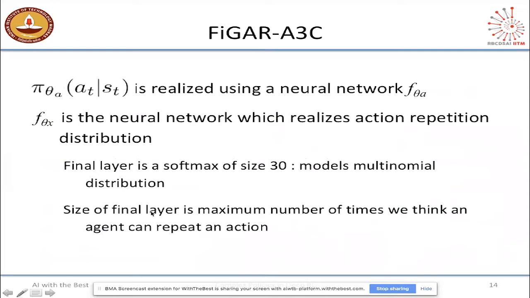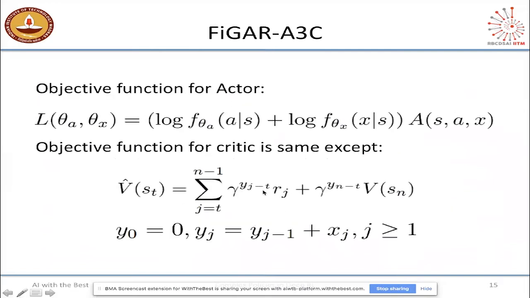Right? And so with FiGAR A3C, what we did was we added an additional network. If f_theta_A is the network that learns pi_theta_A, we just added another network, f_theta_X, which has the same parameterization as theta_A, except that the final layer is a softmax of size 30 that gives us sufficient granularity to decide on what the repetition should be. Right? And so the loss function for the critic is more or less the same, and the loss function for the actor now is essentially the same pi_theta_A as earlier, but also with the pi_theta_X. So the exact structure of it has not changed, except that we have added a loss component. And we can do something very similar for both DDPG and TRPO as well.